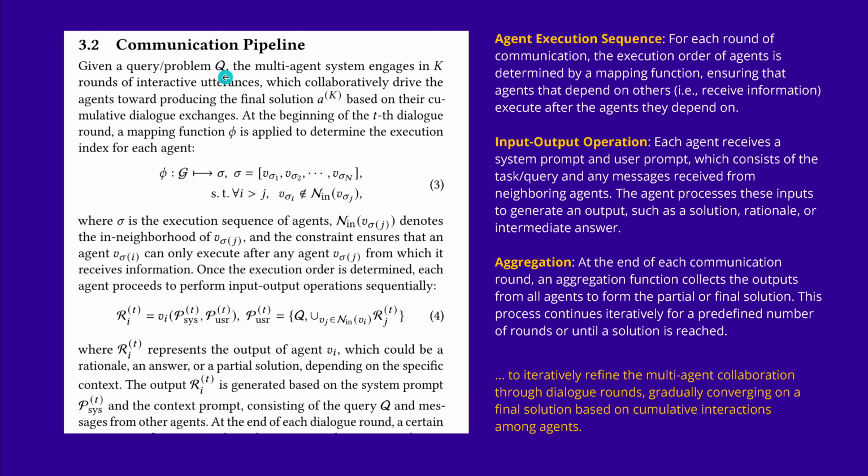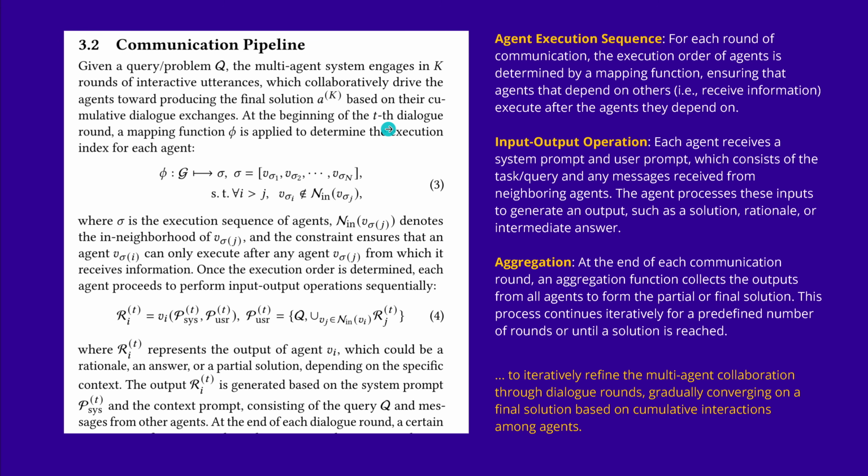Given now a query, Q, the multi-agent system engages now in a round of iterative utterances, collaboratively driving the agent toward producing here the final solution A based on the cumulative dialogue exchanges. It is a big game. You start now here to iteratively run through all possible combinations for a specific query, for a specific multi-agent system, for a round of 100 iterations, 1000 iterations. So you see, this system takes time. These systems need to experience multiple hundred, maybe 1000 iterations depending on the complexity of your task.